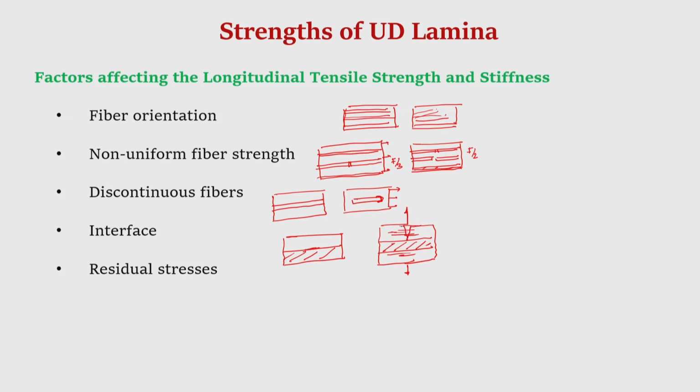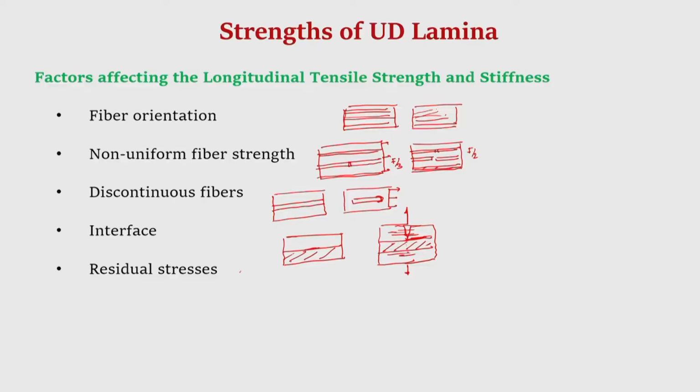If there is a matrix crack, when it encounters the fiber, it cannot penetrate through the fiber, because fibers are very, very strong. It has a high longitudinal strength. Therefore, this crack propagates to the interface. So, for a weaker interface, it propagates through this fiber matrix interface, and then the failure takes place, thereby reducing the overall strength of the composites.